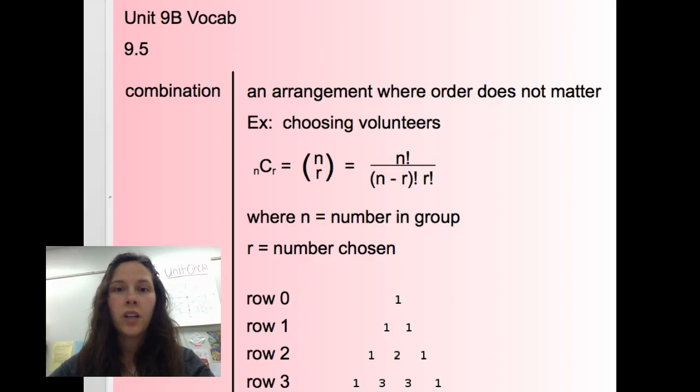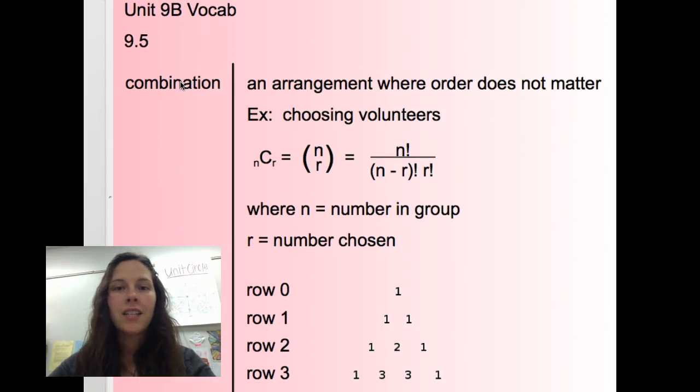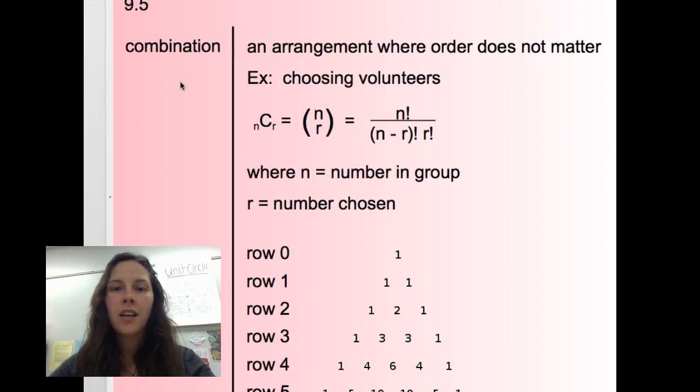Starting our new unit, we're getting into what's called the binomial theorem as well as probability. We're going to be working with things that are called combinations and permutations. So first, let's take a look at what a combination is, and it's an arrangement where order does not matter. So for example, if I need 3 volunteers to help me carry something, it doesn't matter which order I choose the volunteers, I get the same 3 people to help me carry it.